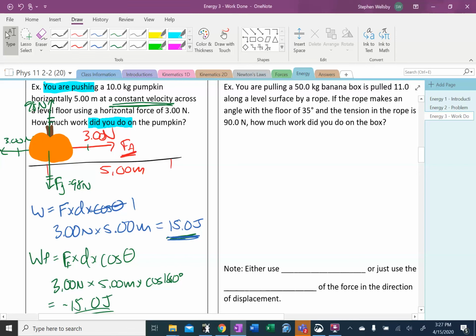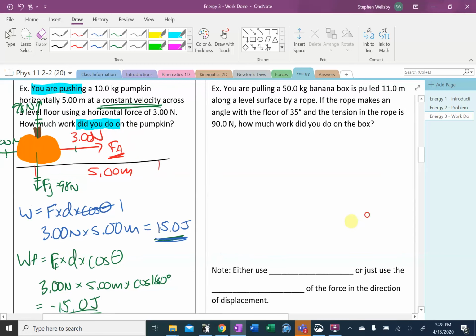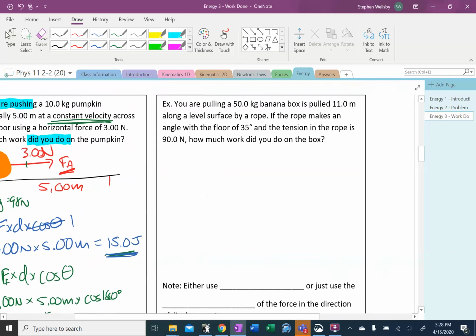So it didn't gain potential energy, didn't gain kinetic energy, and so the change in energy for the pumpkin is going to be 0. So when you're looking at the total work done, it's going to be 0. There's no change in energy. When you're looking at the work done by you, it would be plus 15, and the work done by friction would be negative 15. Okay, let's try one more question here.